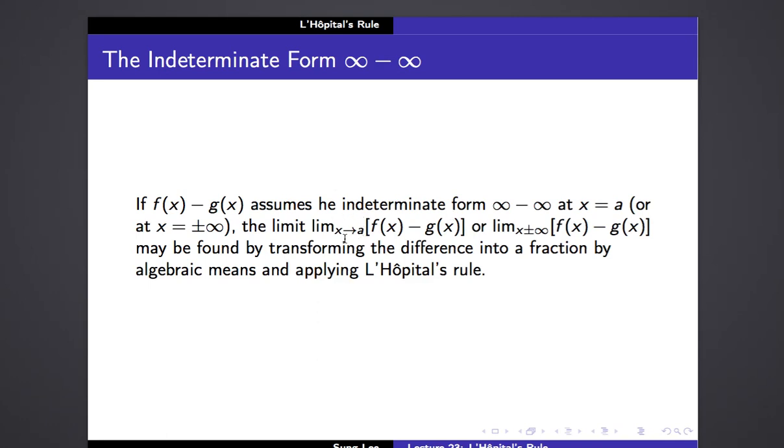okay, as x approaches a of f of x minus g of x, or the limit as x goes to plus or minus infinity. Oh, here there should be an arrow, right? Another typo, so I'll fix that later. Anyway, the limit of f of x minus g of x may be found by transforming the difference into a fraction by algebraic means and applying L'Hopital's rule. Okay, right.